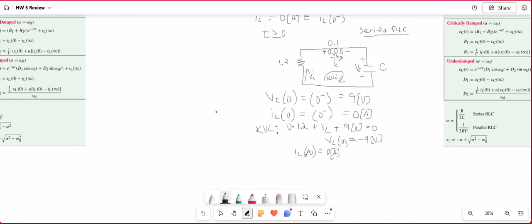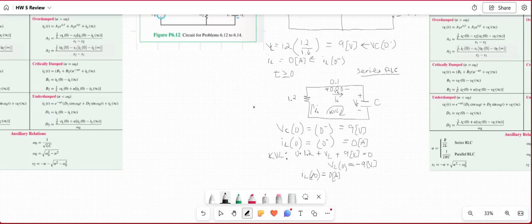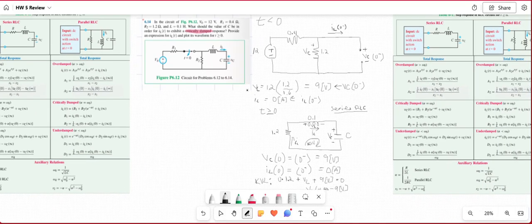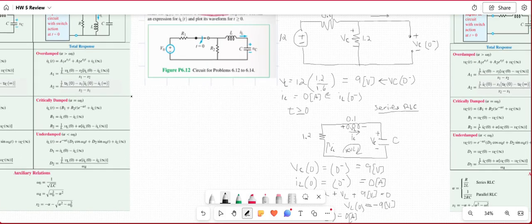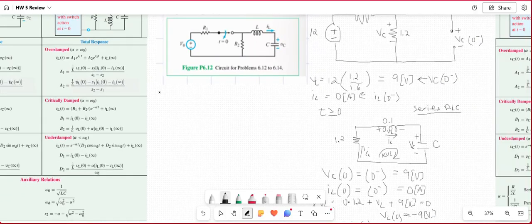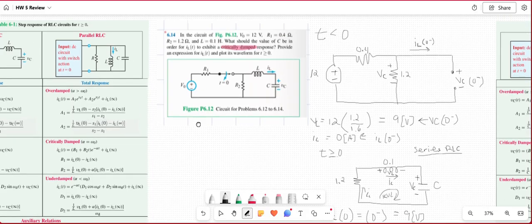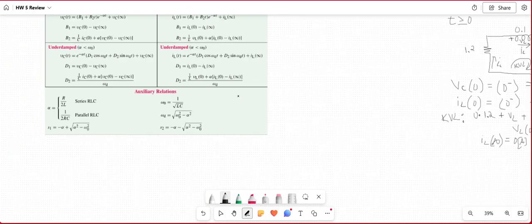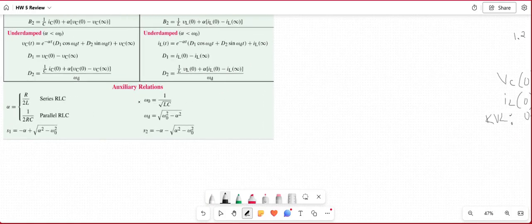Okay, so that's pretty much the hard part done, right? That got us pretty much everything we're going to need in here, other than the C value. Yeah, we need C because we need to be able to find alpha and W naught. So we need to find this, and we need to find this, and we're going to look at R over 2L.